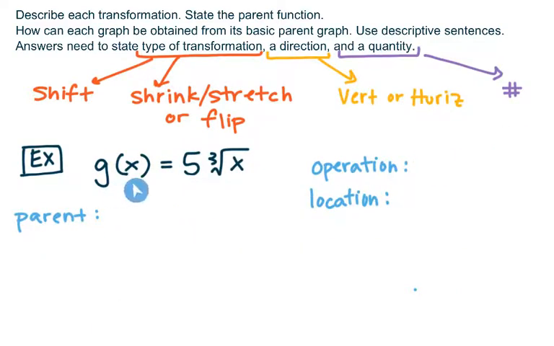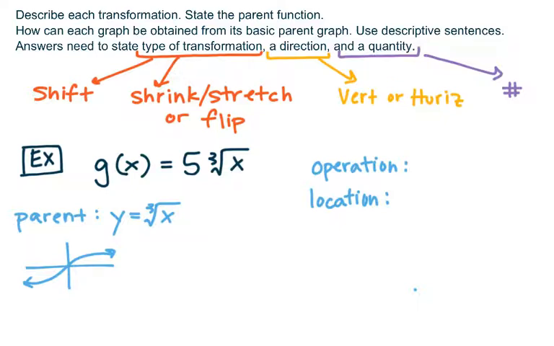For our third example, we're dealing with g of x equals 5 times the cube root of x. First things first, what is the parent graph? The most basic graph we can come up with is just going to be a cube root of x graph, which is shaped like this. So it's kind of like a horizontal snake going through the origin. So we know cube root graphs look like this.